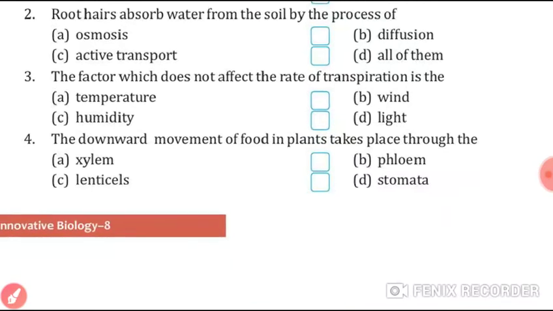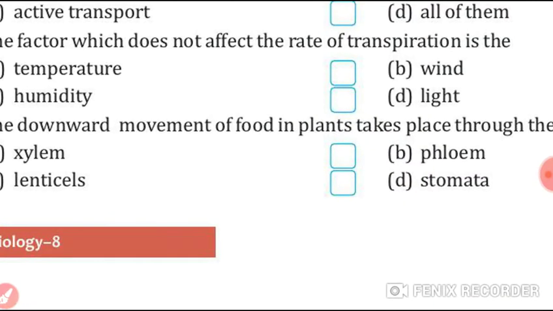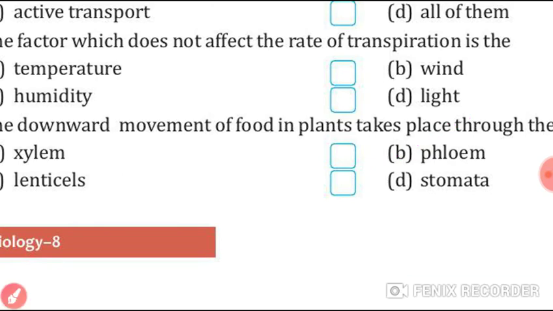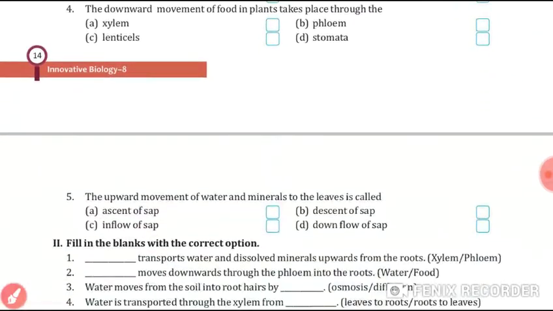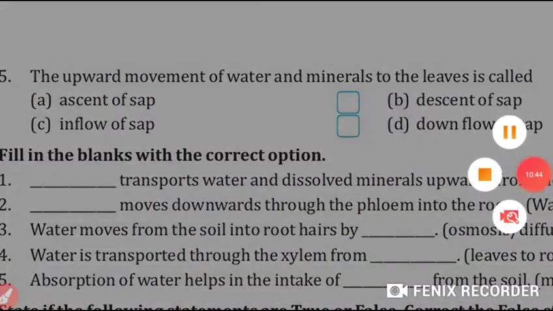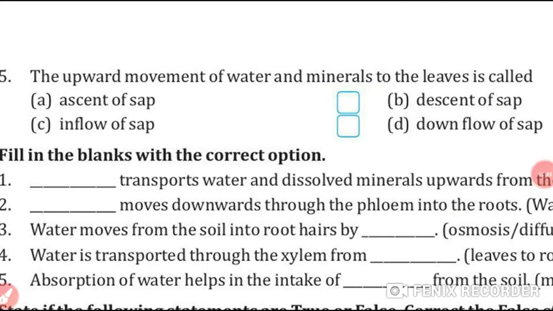The upward movement of water in plants takes place through the phloem. Now come on, next question. The upward movement of water and minerals to the leaves is called what? Ascent of sap, descent of sap, inflow of sap, or downflow of sap? The correct answer is, students, ascent of sap.